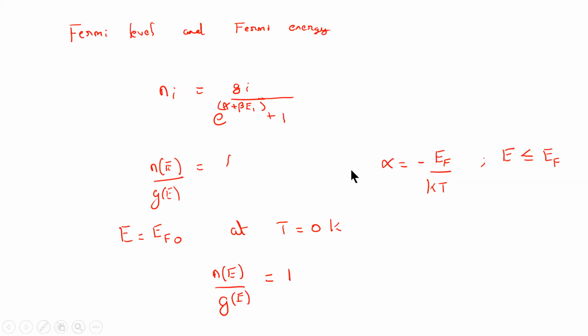So we derived that alpha is equal to minus EF by KT. So this is the Fermi level. For Fermi level, at an energy at the Fermi level, alpha is equal to minus EF by KT. So now let us derive the energy of the electrons in a metal at this Fermi level. We'll call this energy EF0, the EF0 for electrons in a metal.